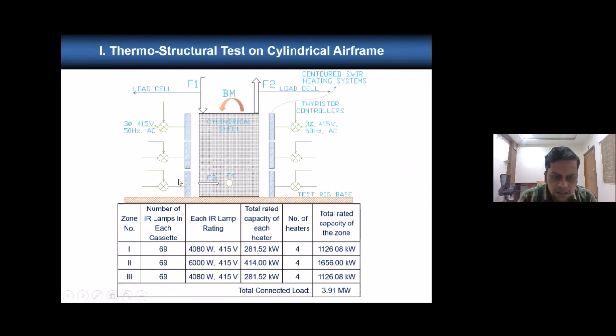Now you can see here 3 zones of heaters are assembled. This is zone 1, zone 2 and zone 3. Then bending moment and internal 2 structural loads. Now zone 1 has almost 1.1 megawatt of electric power connected. This is the rated connected power. During the test, the peak may be lesser than this. We may not go to maximum. Maximum may be 70% of the rated power. So this is at 3 stages.